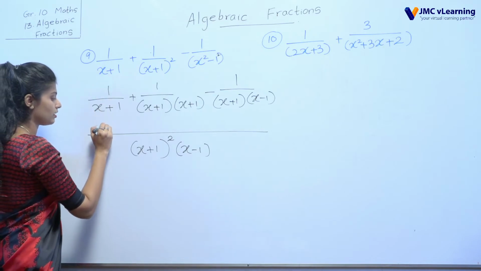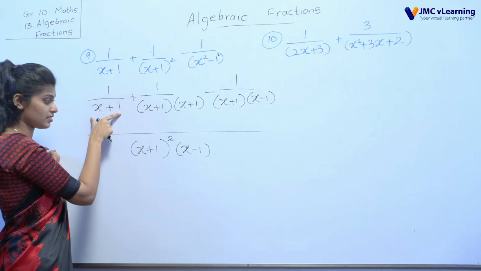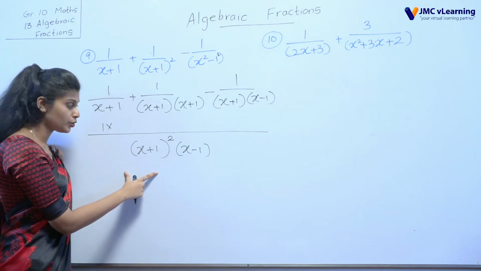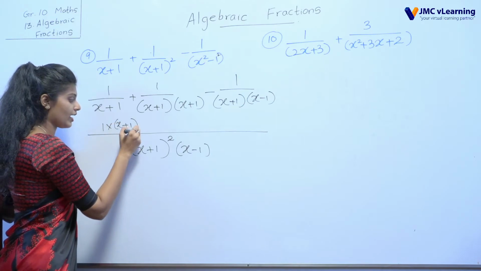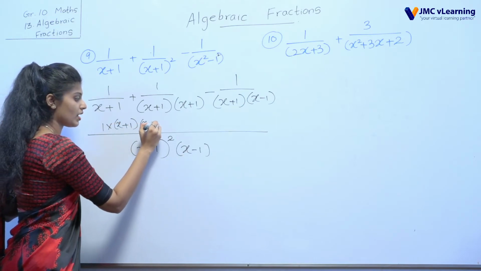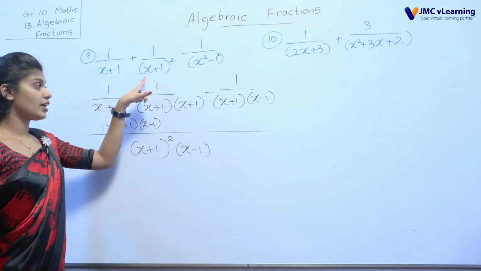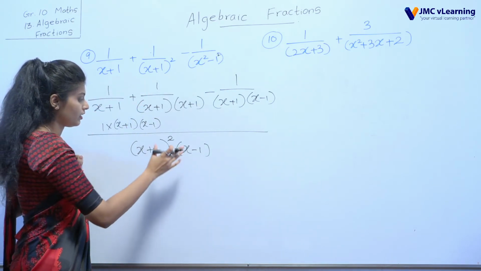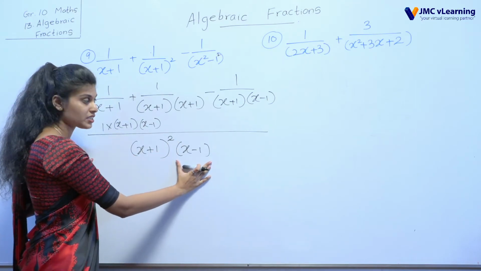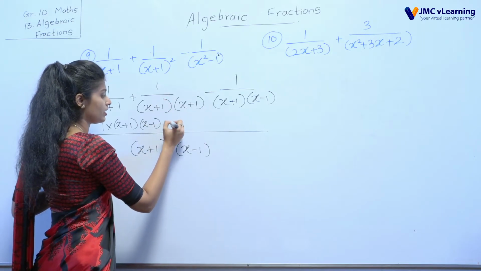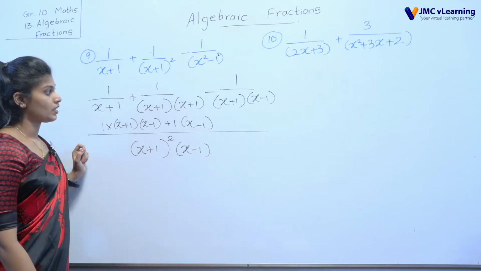Here 1 is there, and you have to multiply it by, here only one x plus 1 is there but in the denominator there are 2. So you have to multiply it by x plus 1 and another one, x minus 1. Then in this denominator there are 2 x plus 1s, and here also that one is there. The extra part is x minus 1. Then let's multiply 1 by x minus 1.